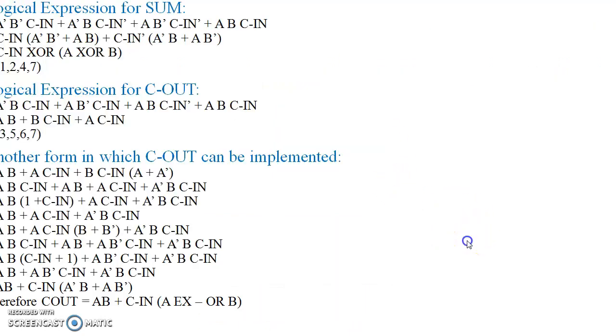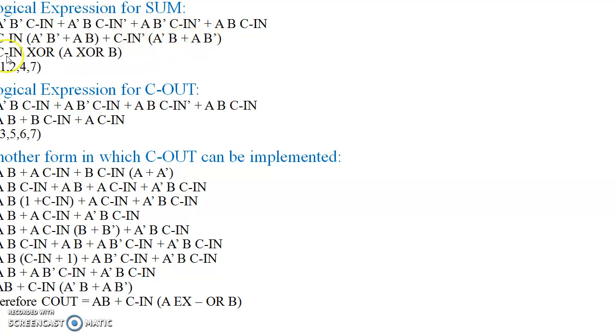So when we are adding these four possible combinations, we get the logical expression for sum: A bar B bar Cin plus A bar B Cin bar plus A B bar Cin bar plus A B Cin. Here in these two expressions we take Cin as common, so it is Cin times (A bar B bar plus AB), plus from these two expressions we take Cin bar as common, so Cin bar times (A bar B plus AB bar).